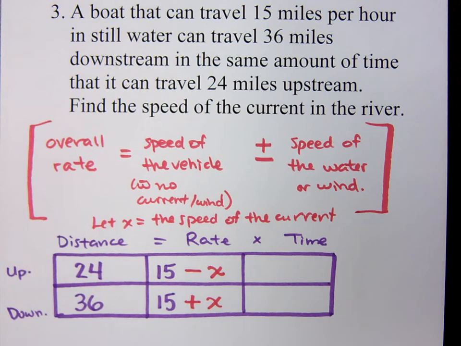Now, what about your time? What does it say about the time? You have to go across, so it's 24 times 15 minus x equals time. No. No.